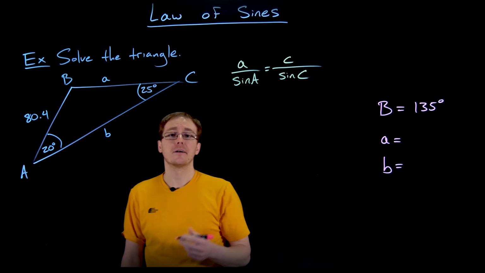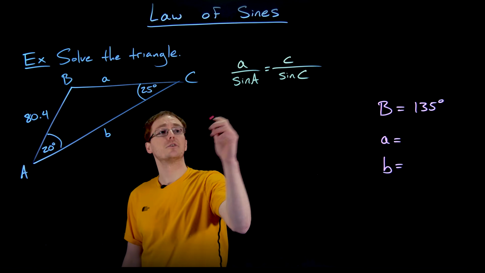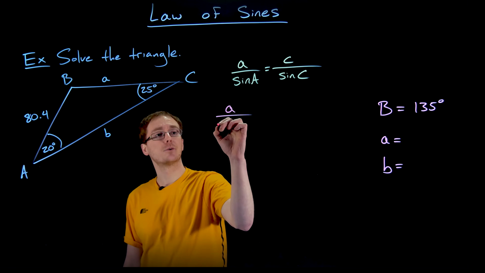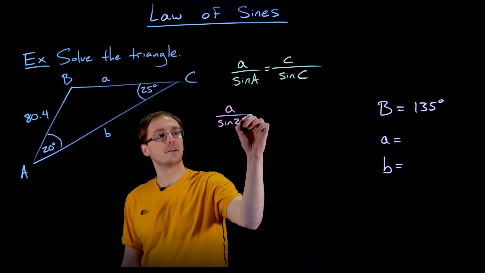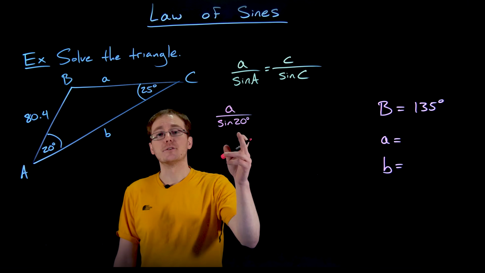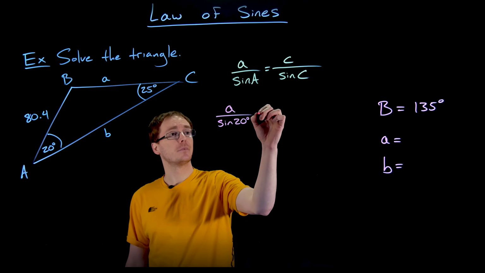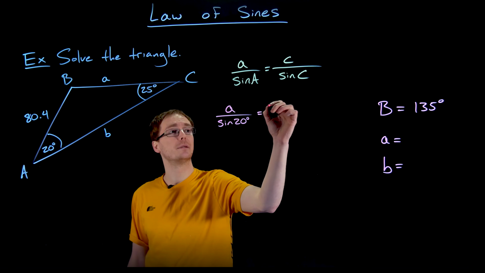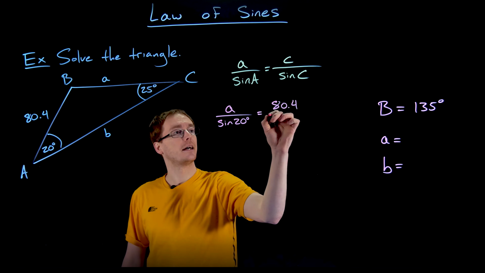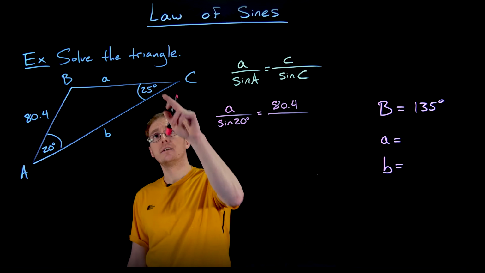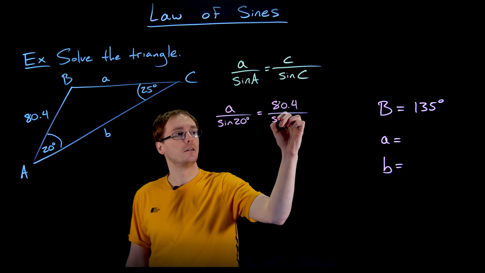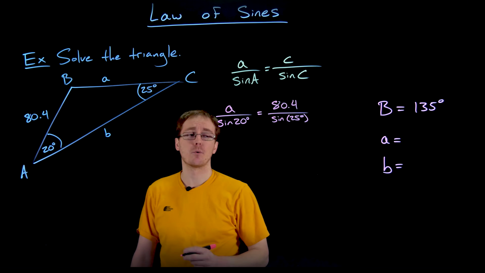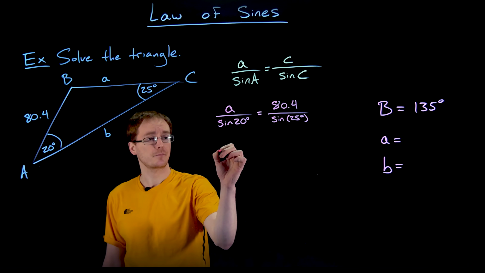And now at this point, we can plug in all the information we know. Well, we don't know side length A. That's what we're looking for here. We do know angle A. Angle A is 20 degrees. So our denominator is going to be sine of 20 degrees. We'll have to use a calculator to evaluate that at a later step. And so for the right-hand side of our equation, we have side length C, which was told to be 80.4. That is divided by sine of our angle C. Angle C is 25 degrees. So our right-hand side is 80.4 over sine of 25 degrees.